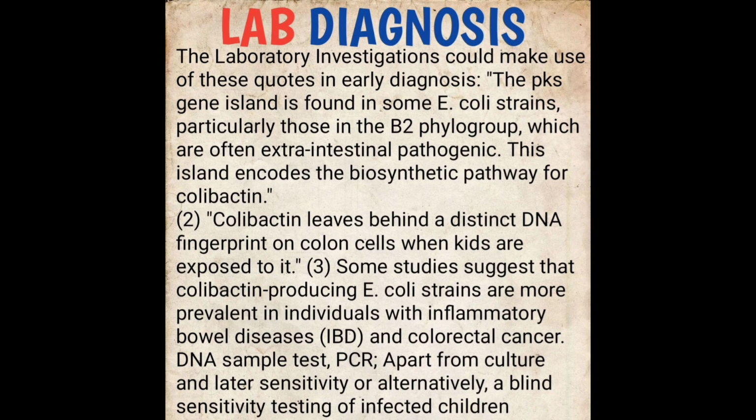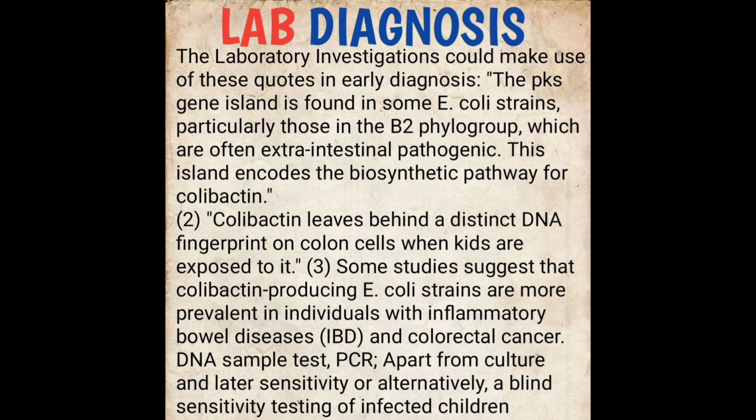Laboratory diagnosis. The laboratory investigations could make use of these clues in early diagnosis. This is because we've not been checking for colibactin-producing E. coli. So it's a new investigation. The PKS gene island is found in some E. coli strains, particularly those in the B2 phylogroup, which are often extraintestinal pathogenic. This island encodes the biosynthetic pathway for colibactin. So there may be a need to do a routine check of this B2 phylogroup.